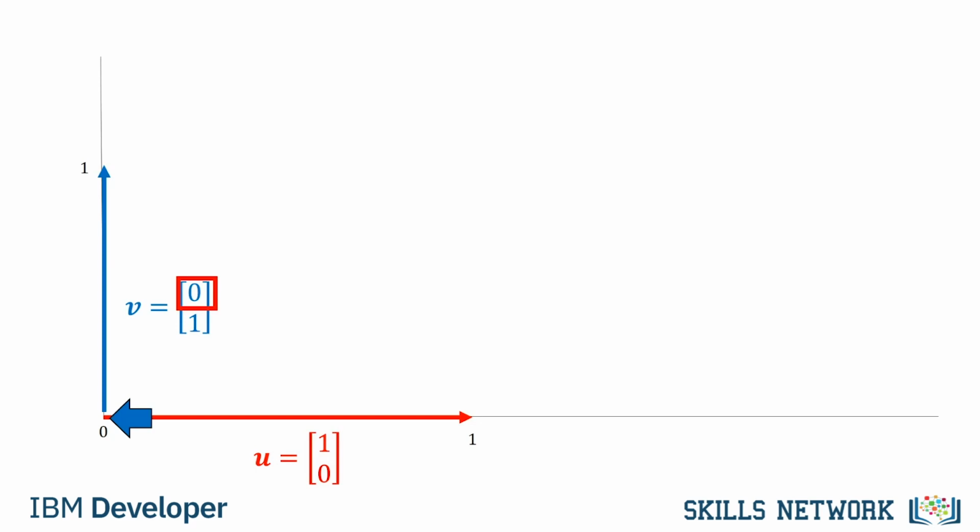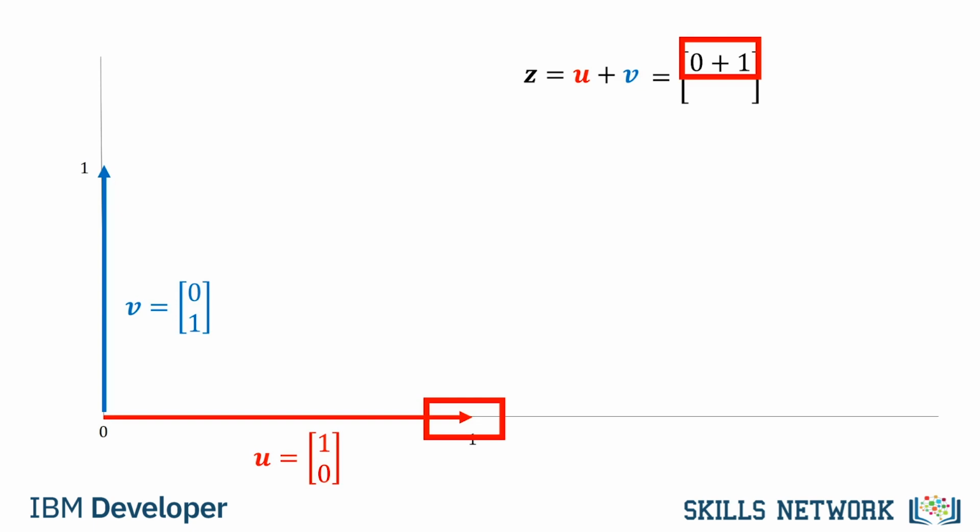We represent the second vector in blue. The first component is 0. Therefore, the arrow does not point in the horizontal direction. The second component is 1. As a result, the vector points in the vertical direction 1 unit. When we add the vectors u and v, we get the new vector z. We add the first component. This corresponds to the horizontal direction. We also add the second component.